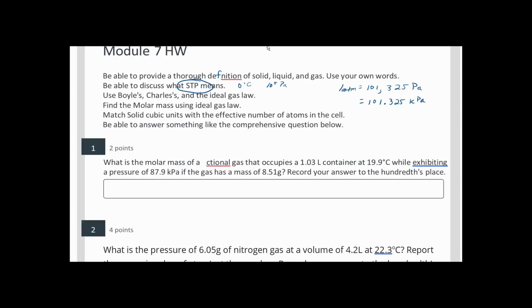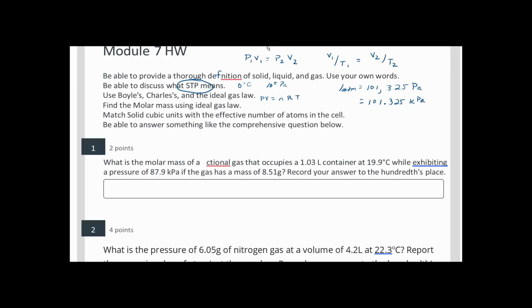Boyle's law is P1V1 equals P2V2. Charles' law is V1 over T1 is equal to V2 over T2. And the ideal gas law is PV equals nRT. Now, you should also be able to find the molar mass using the ideal gas law.